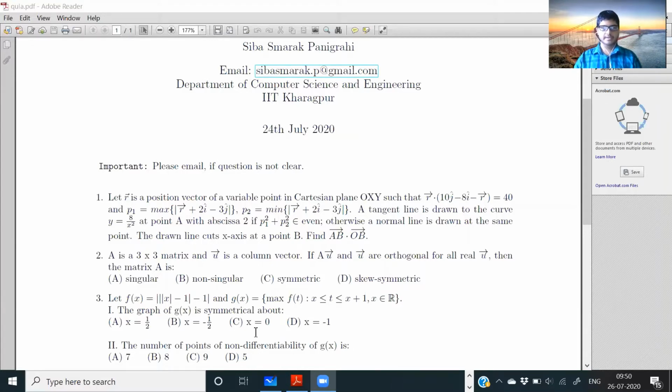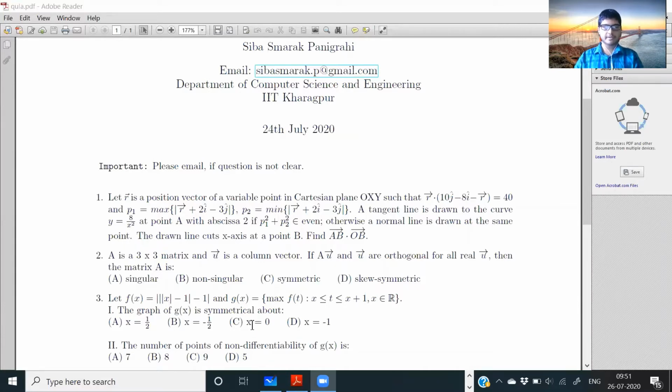Now there are two questions along with it. The graph of g(x) is symmetrical about what, and second, what is the number of points of non-differentiability of g(x)? So if we can draw the graph of g(x), then clearly we can answer these two questions very easily. So let me go to the board and solve the question.